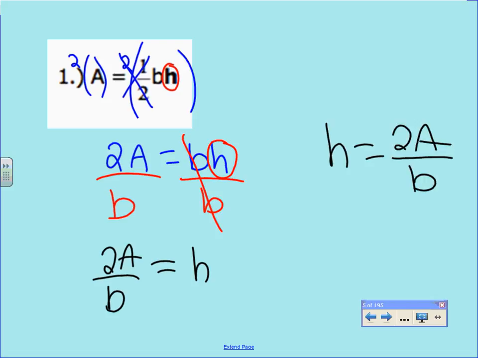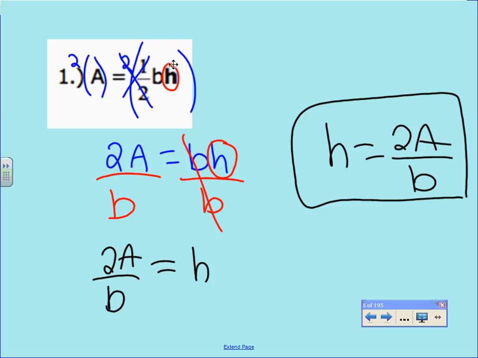Brian C, what property did you just use? When you flip it around, what's the property called? Hey, quit whispering him the answer. Good. Symmetric property. So when you're flipping something around so that what you're solving for is on the left-hand side, please don't ever forget that's called symmetric property. Okay. Any questions on that?